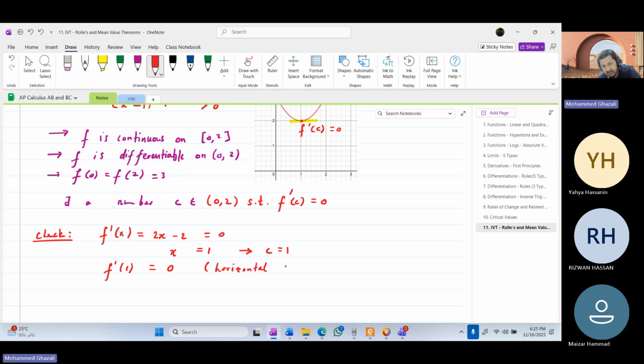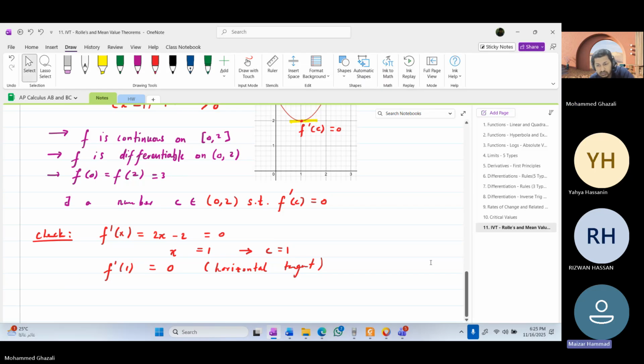Guys, you understanding? So what are you doing in Rolle's theorem? You have an interval for a function and you're checking if there is a turning point between two intervals. Are we good? So what are the two intervals? 0 to 2.